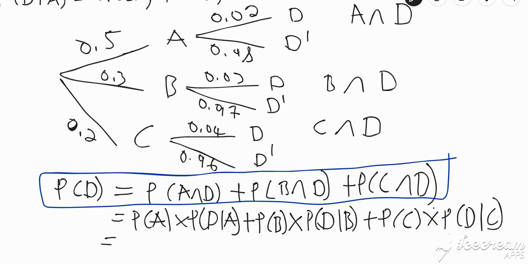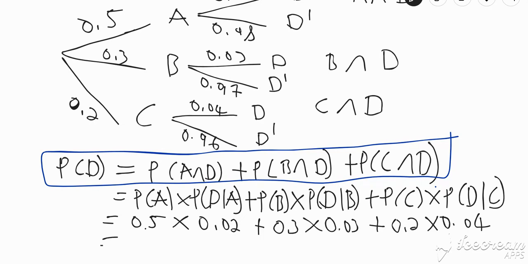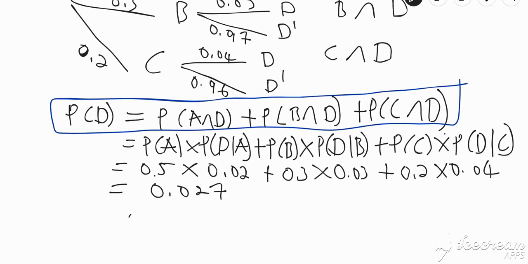So the probability that it was produced on machine A would be 0.5. The probability that it is defective given machine A is 0.02. And we just keep going. Similar concept for B. So we have 0.3 times 0.03 plus 0.2 times 0.04. Now when I plug all of this inside of my calculator, I get 0.027. And since it was a proof question, I could actually say QED, that which has been proven.